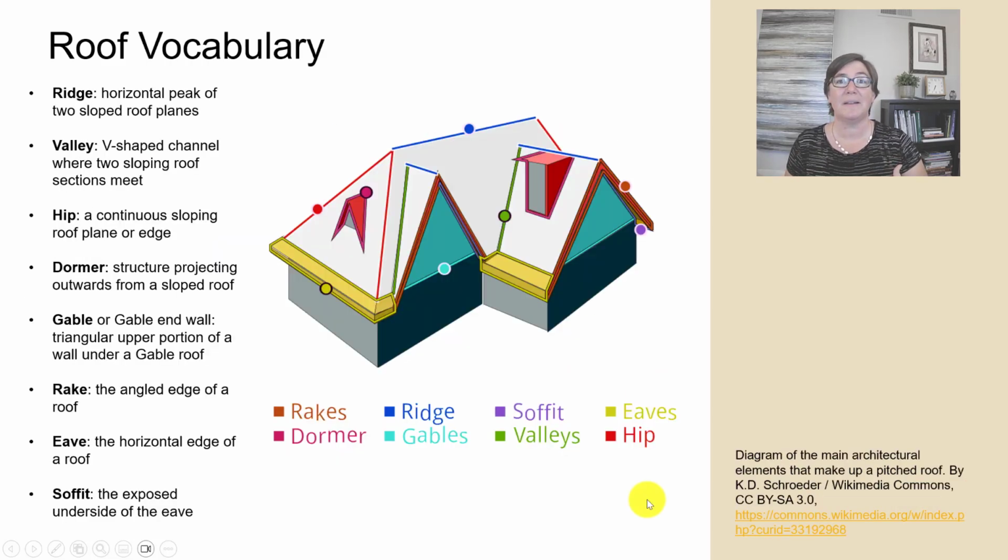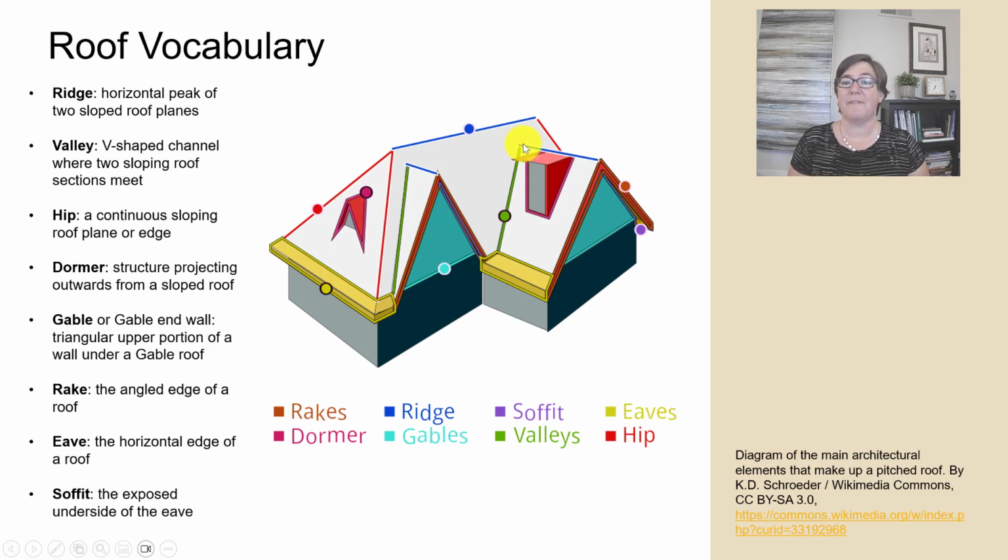Next, let's keep going with this roof vocabulary by talking about the different names for the different parts of a roof. All right, and we're going to start up here with the ridge. The ridge is this line right there. It's kind of the horizontal peak piece of two sloped roof planes. So we've got a couple other ridges in this example right here, and right here on this little dormer.